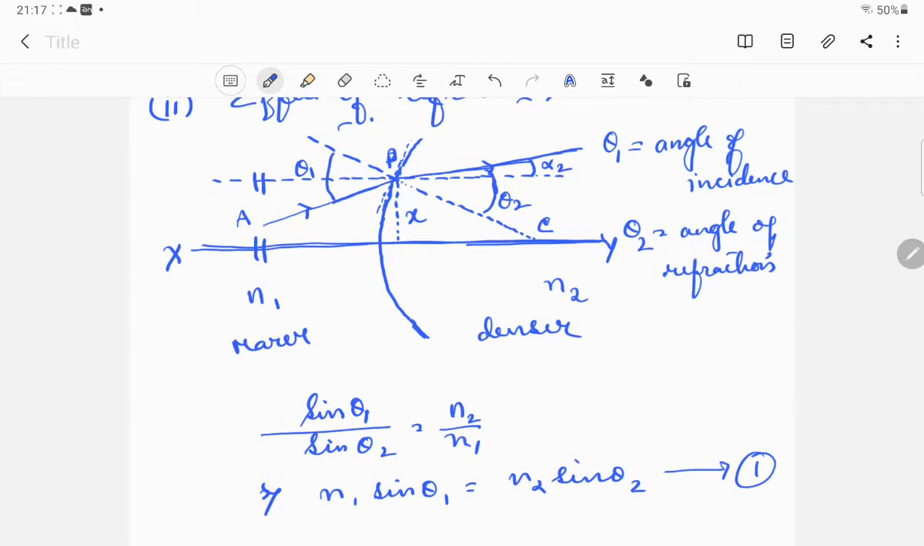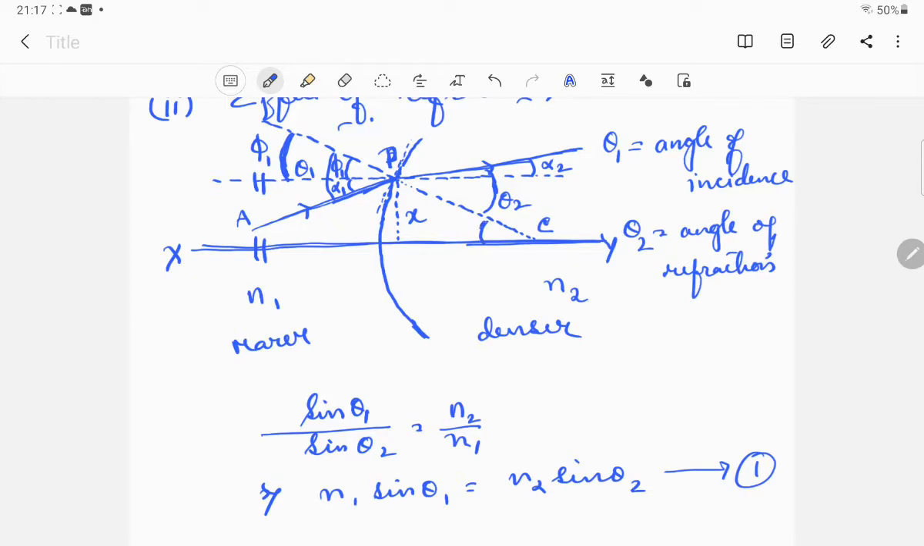And at the point P, the incident ray AP is making an angle, say I will name it alpha 1 with the parallel, and this one I will name as phi 1. So these are the simple considerations that we have made in the geometry. So you can see that this angle is phi 1.